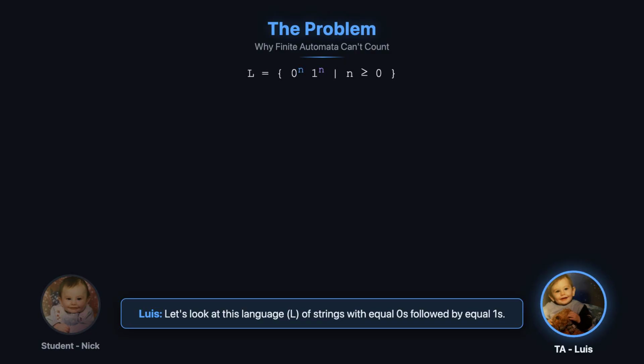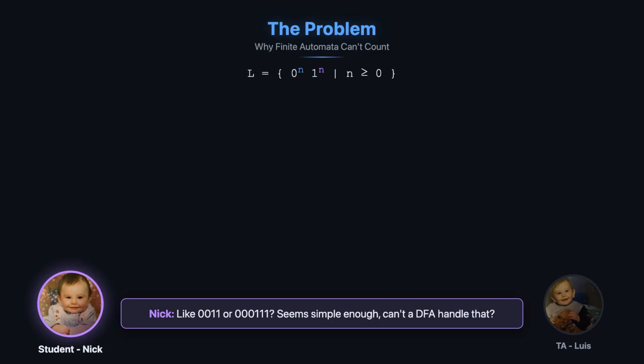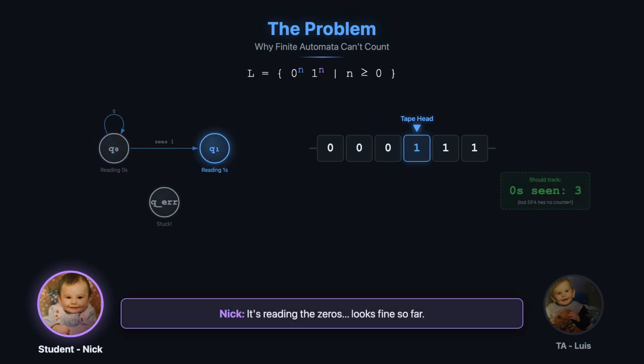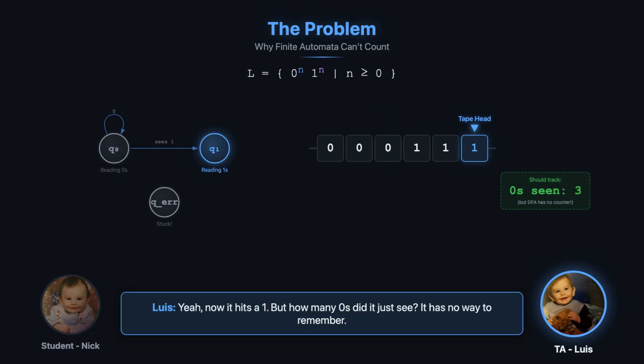Let's look at this language L of strings with equal zeros followed by equal ones. Like these two examples? Seems simple enough. Can't a DFA handle that? Let's try. A DFA reads left to right, one symbol at a time. It's reading the zeros, looked fine so far. Yeah, now it hits a 1, but how many zeros did it just see? It has no way to remember.